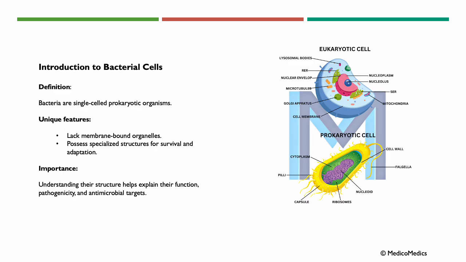Now, bacteria are single-celled prokaryotic organisms, and they have unique features like they lack membrane-bound organelles. They possess specialized structures for survival and adaptation. Why is this important? Because understanding their structure helps explain their function, their pathogenicity, and antimicrobial targets. So developing antibiotics, for example.